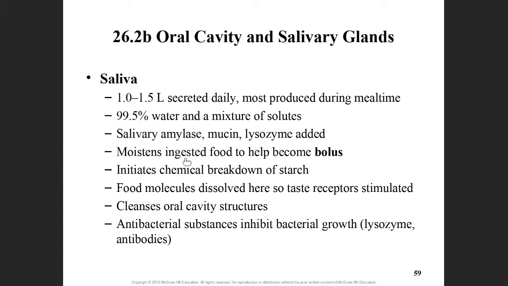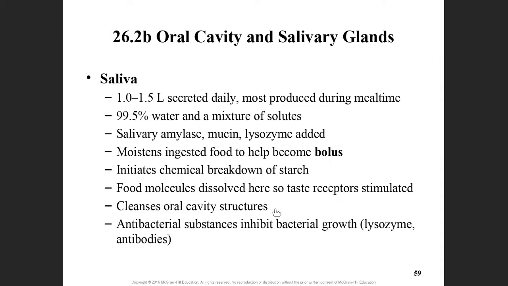When ingested food is moistened with saliva, we have a wet globular structure, which we call bolus. And in the bolus, we have initiation of amylase function. The amylase starts to break down carbohydrate and starch, and it can make a simpler carbohydrate. Food molecules dissolve here, so taste receptors are stimulated in this region in our oral cavity.